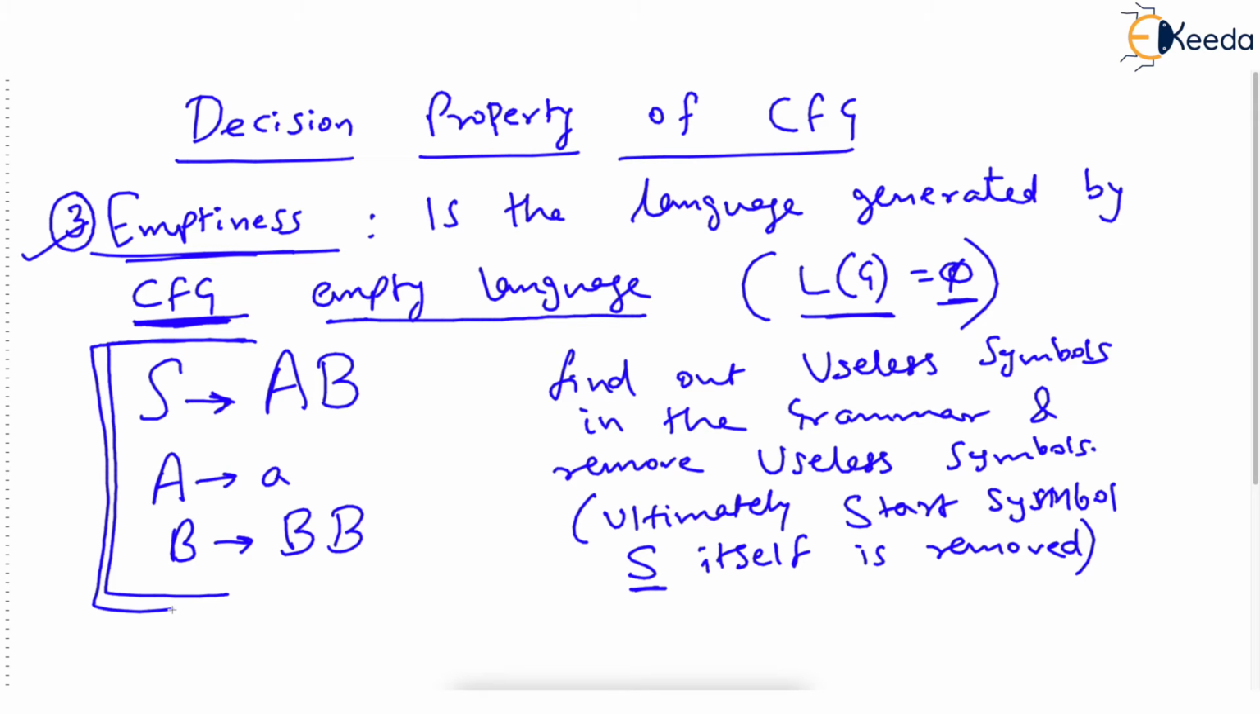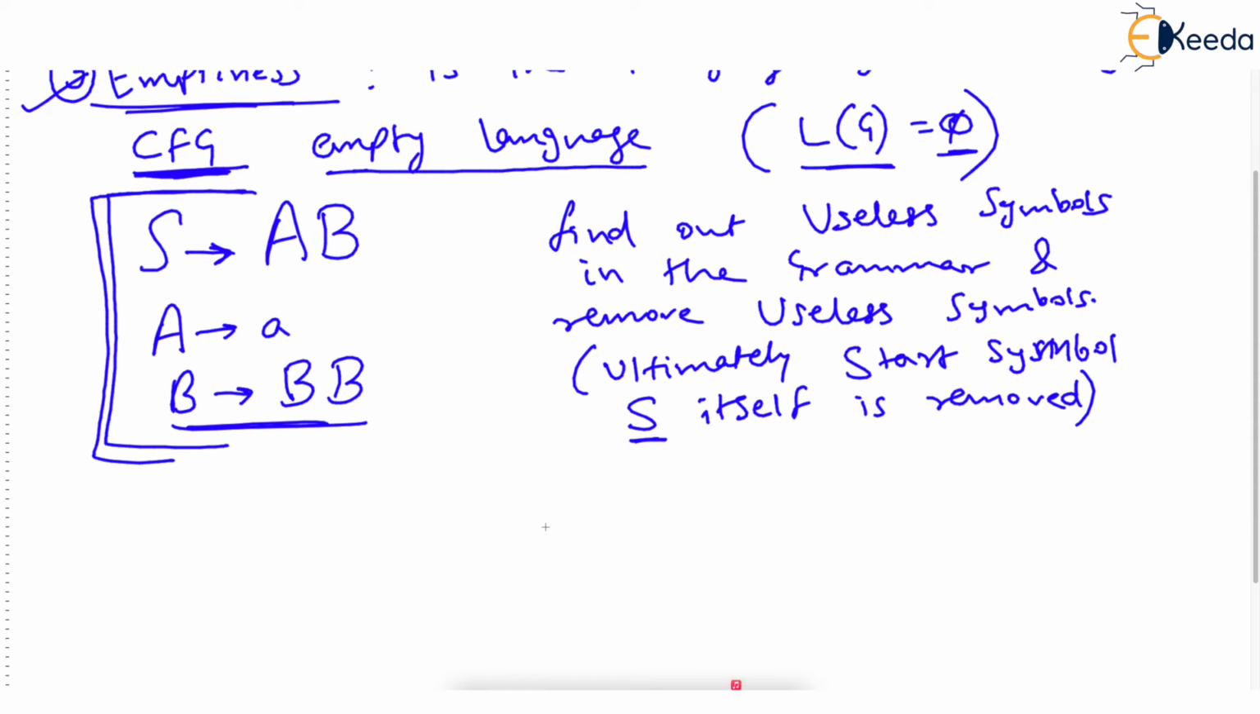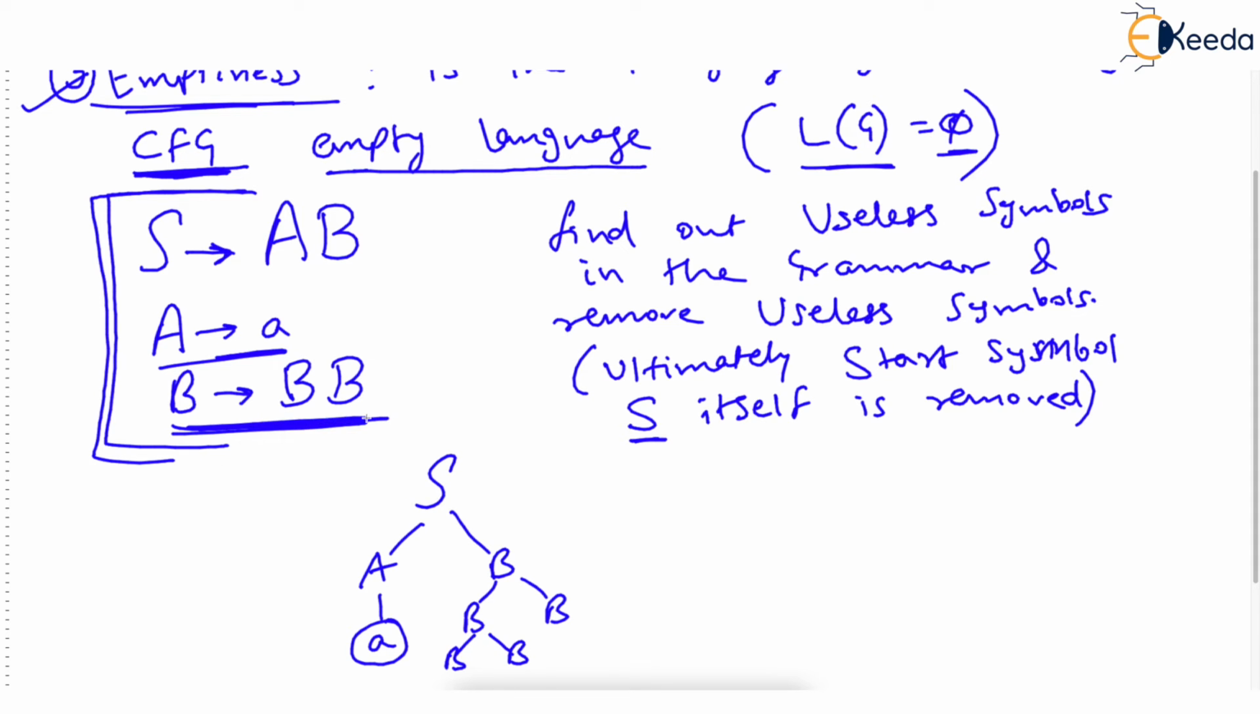It is so easy to find out that B is useless. Because if we start the derivation, S gives AB, this is the start symbol. Now A will give small a. But what will B give us? B will give us BB. Again B will give us BB. This is senseless, because B is not generating any terminal and it will keep looping forever. That means B is useless.